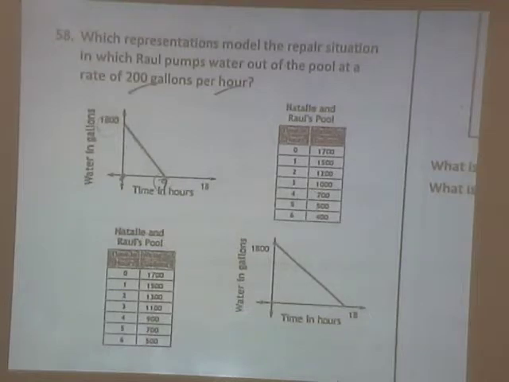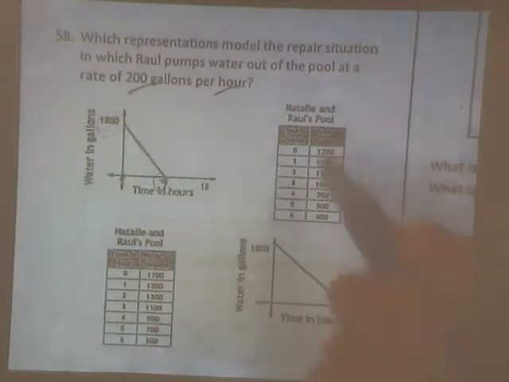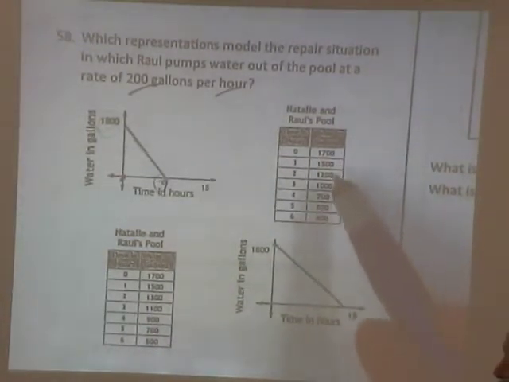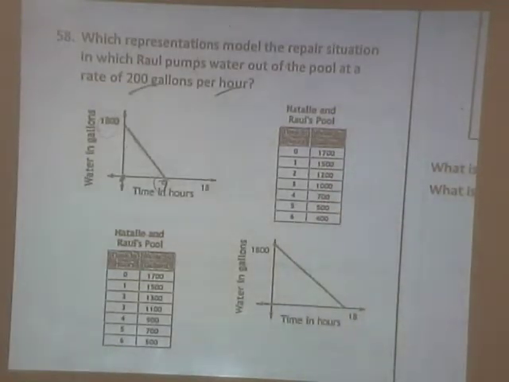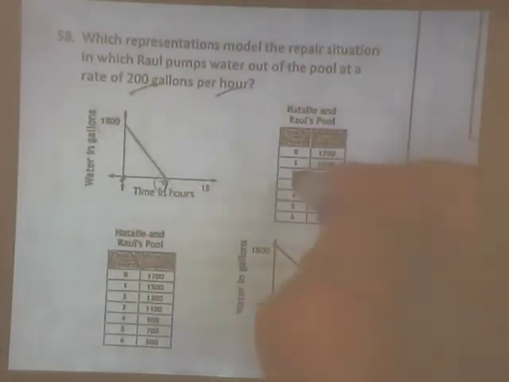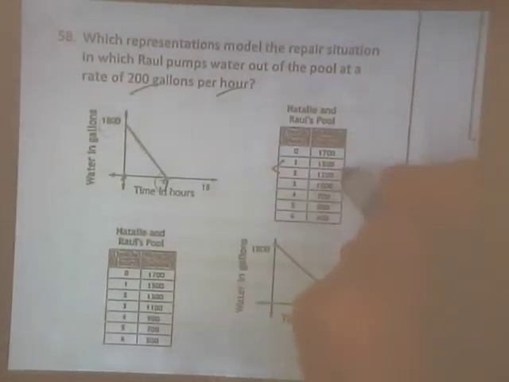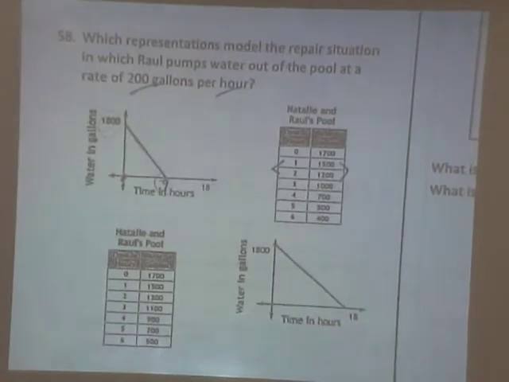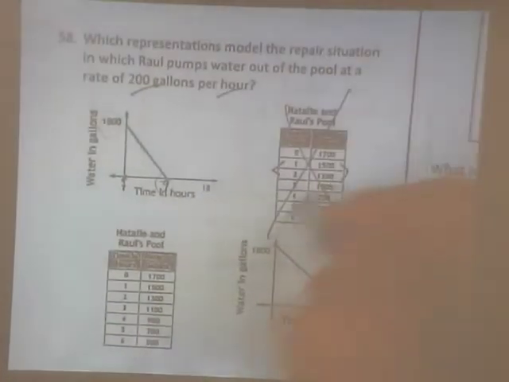So, is there another one like that? Which representation? Let's see, this one is, how much is he pumping out per hour here? 200. He's pumping out 200. No, because look what happened here between hours 1 and 2. How much did he pump out in that hour? 300. He pumped out 300, so he's not pumping out 200 gallons per hour there. That hour he actually pumped out 300. So it wouldn't be that one.